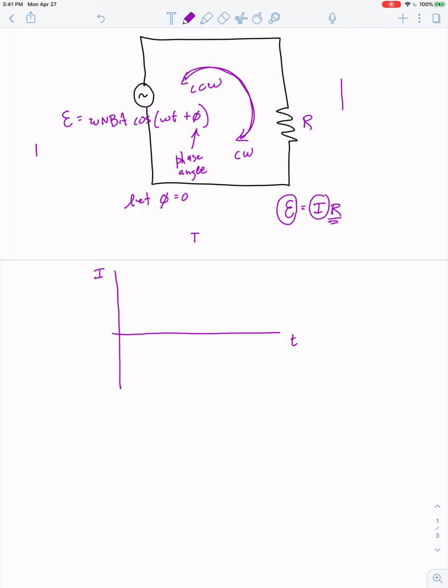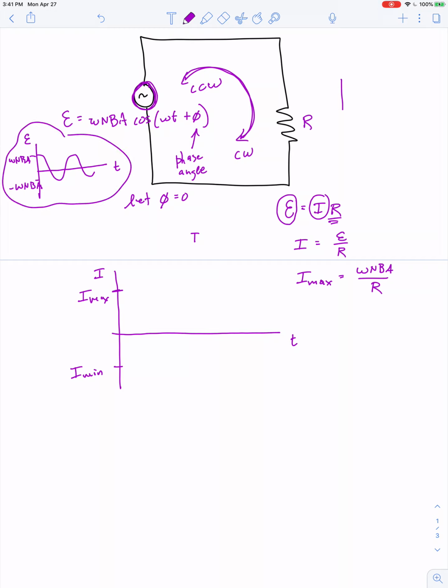So if the graph for the driving signal from the generator is a graph of cosine, EMF versus time, omega NBA and negative omega NBA are the bounds. Well, if we were to divide by R, then we would have a maximum current equal to omega NBA divided by R. So let's just label I maximum and I minimum. And since the generator is inputting a signal that goes as a graph of cosine, then the current through the resistor goes as a graph of cosine.